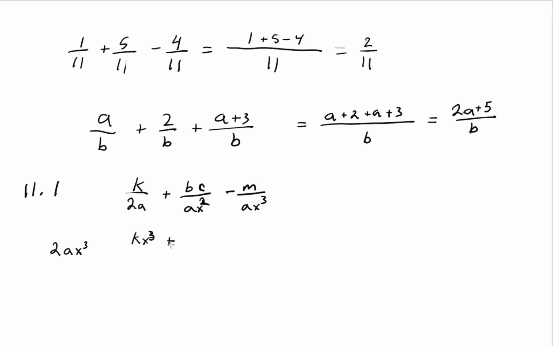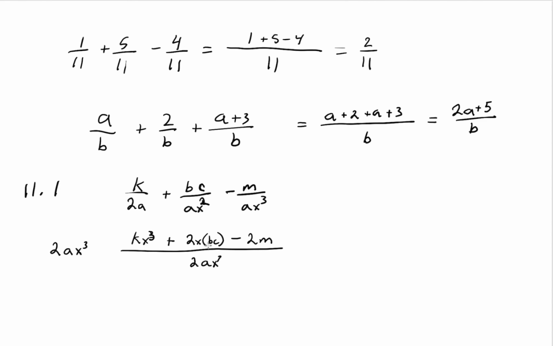And we move on to the next fraction. This has ax squared. So the only thing it's missing is a 2 and an x. So we say 2x times bc, and then we move on to the m. And m, the only thing that's missing here is the 2. So we say 2m. And we put all of that over our common denominator, 2ax cubed. And then we are able to do whatever math we can do.